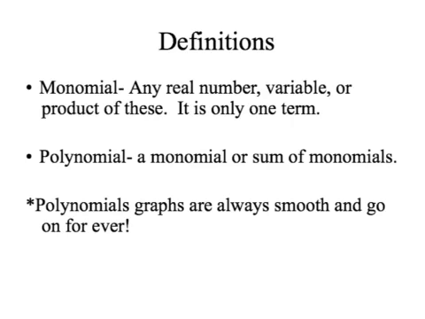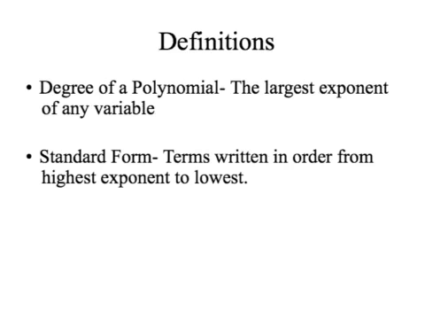So anytime you have an expression with terms added together, it is considered a polynomial. Polynomial graphs are smooth, go on forever. There's no breaks, jumps, loops in them. They're nice and smooth, just keep going. The degree of the polynomial is the largest exponent of any variable. So whatever your biggest exponent is your degree. And to write in standard form, you're going to write these in order from highest exponent to lowest.